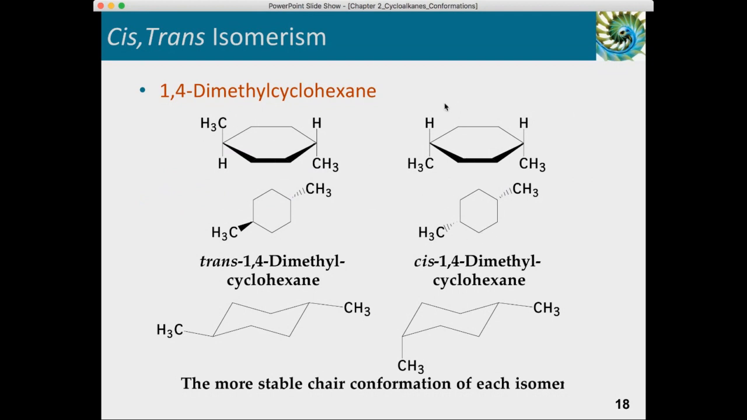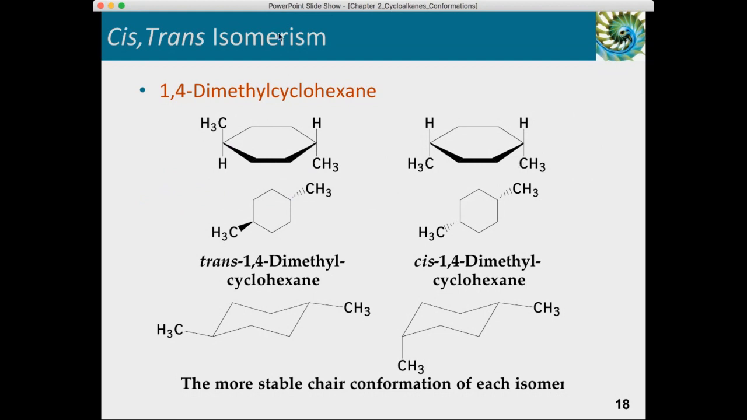So here is another example of how to draw these molecules in flat structure and how to analyze their configuration. Okay, so here we have 1,4-dimethyl cyclohexane. This is also 1,4-dimethyl cyclohexane. You will have an isomer in which both methyl groups are on the same side, and there is another isomer in which both groups are on opposite sides. So this could be the trans isomer and this could be the cis isomer.